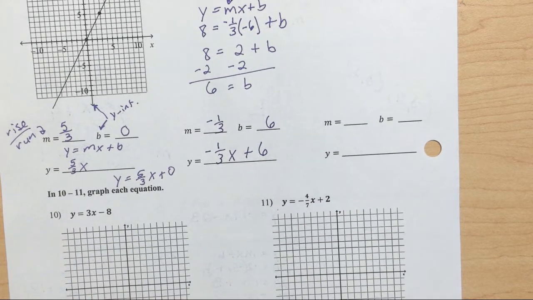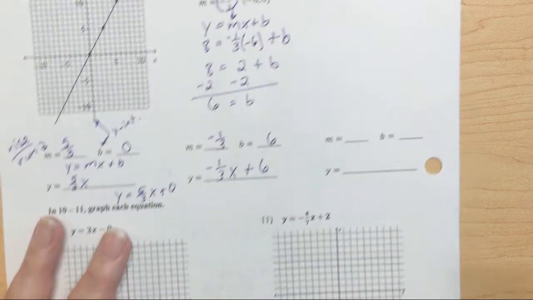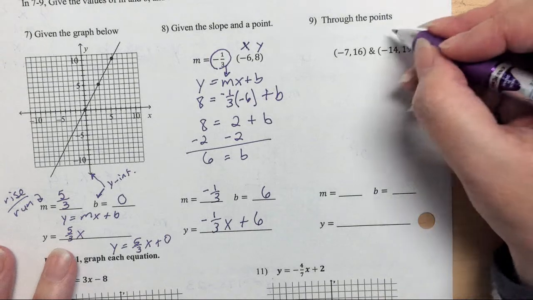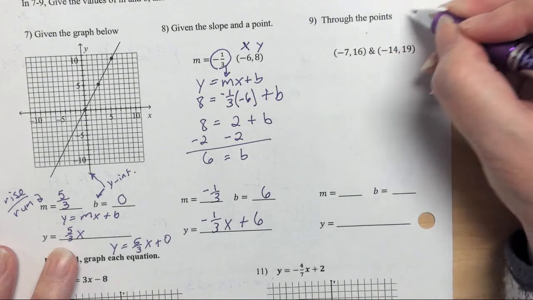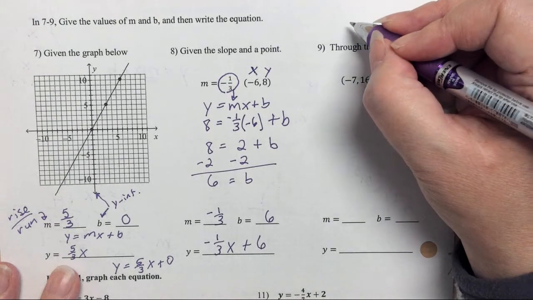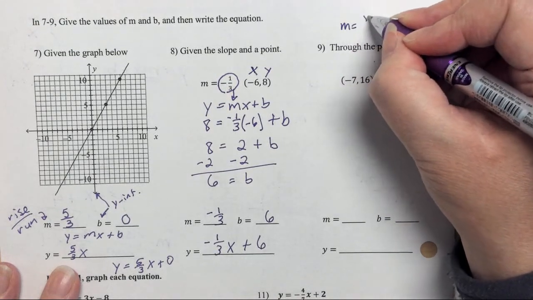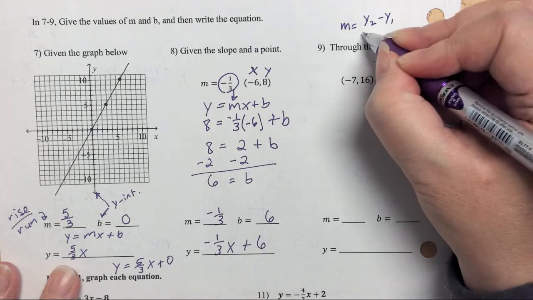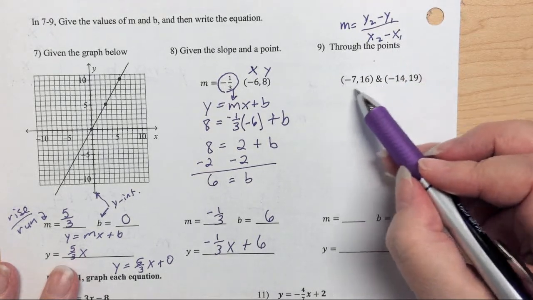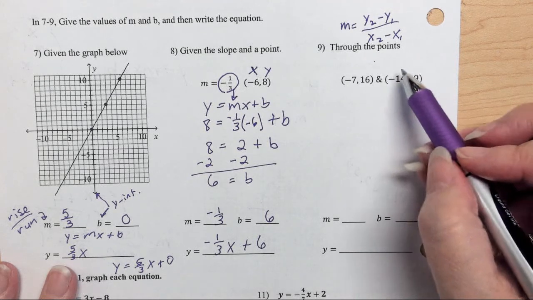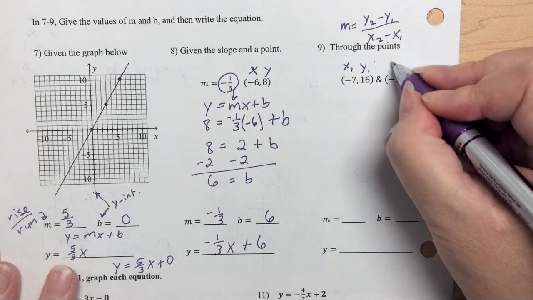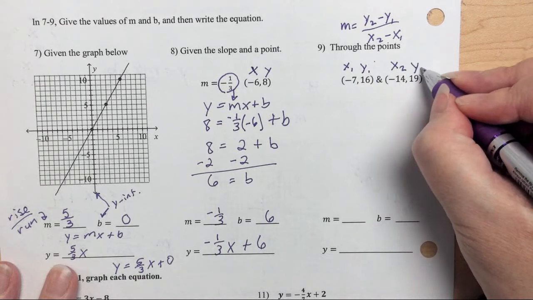Alright, take a minute or two to find the slope of this. Remember, you're using the equation y2 minus y1 over x2 minus x1. This is your first point. This is your second point. So x1, y1. x2, y2.